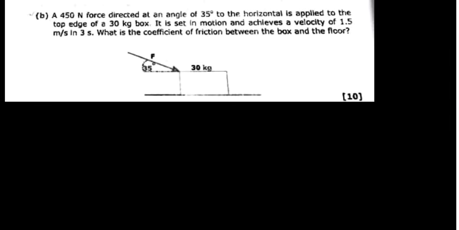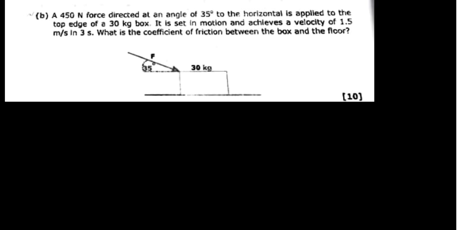Here is our next question. So the question is saying a 450 Newton force directed at an angle of 35 degrees to the horizontal is applied to the top edge of a 30 kg box. It is set in motion and achieves a velocity of 1.5 meters per second in 3 seconds. What is the coefficient of friction between the box and the floor?